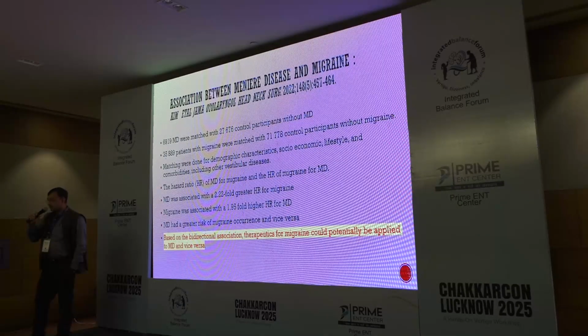Meniere's disease was associated with a 2.22-fold greater hazard ratio for migraine. Similarly, migraine was associated with a 1.95-fold higher hazard ratio for Meniere's disease. So, in plain terminology, what does it mean? It means that Meniere's disease patients have a higher risk of migraine occurrence and the other way around. So, based on this bidirectional association, it was postulated that therapeutics for migraine could potentially be applied to treat Meniere's disease and vice versa.